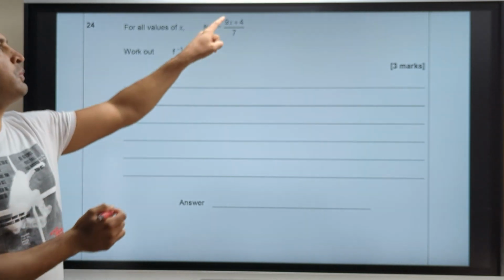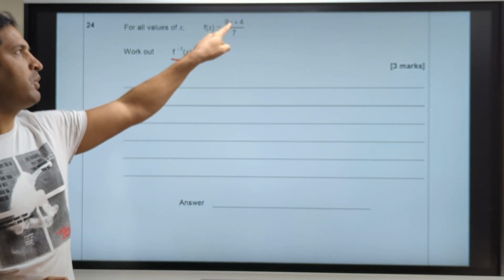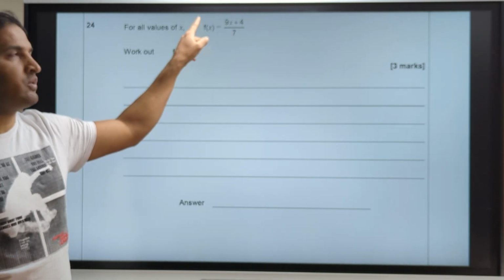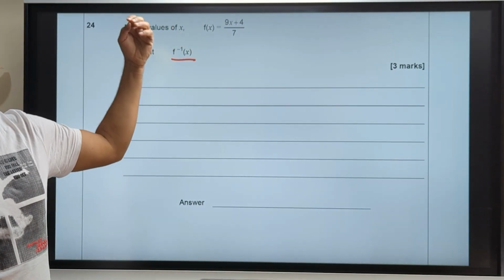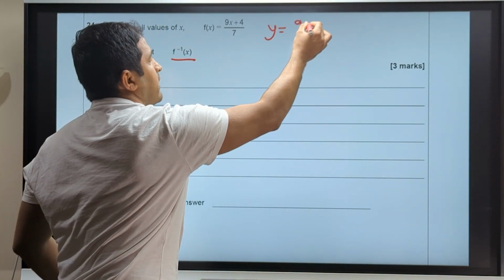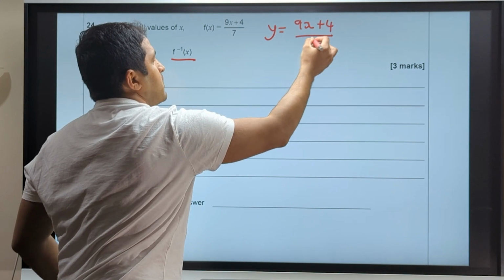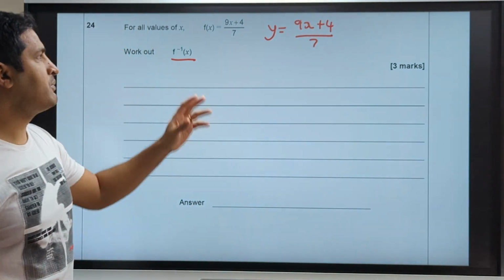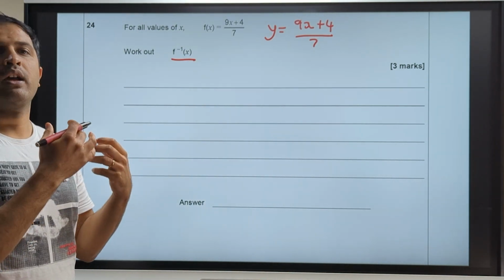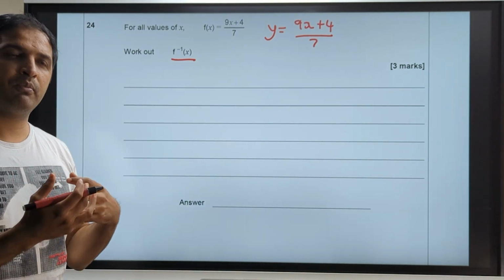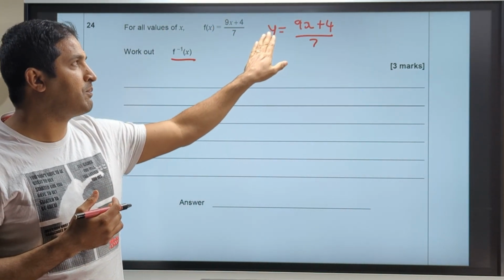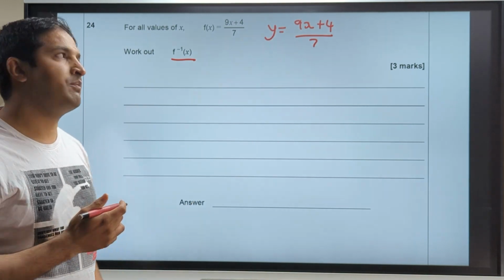Inverse function means you want to work out the value of x. What would your formula be when you make x the subject here? If instead of f(x) we write y equals (9x plus 4) over 7, and then make x the subject, that will give you the inverse function. A function takes the input to the output, and if you want to work out the input from the output, you make x the subject.